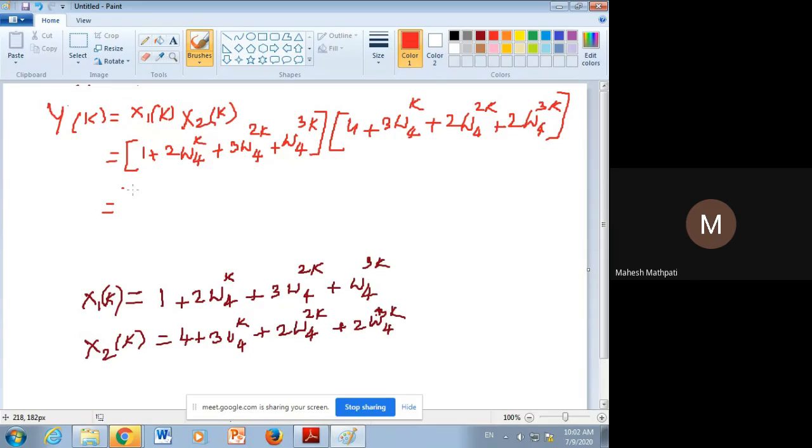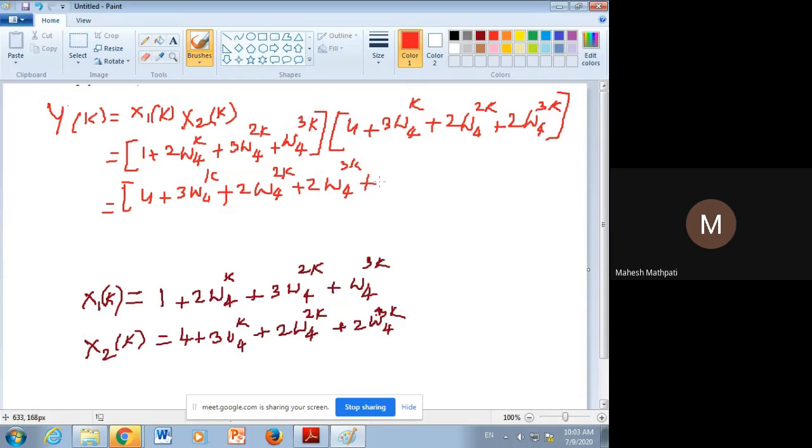So can you complete that part? Okay, I will write otherwise. So 1 is multiplied with this. What will I get? I will get the same thing: 4 plus 3 w4 to the power k plus 2 w4 to the power 2k plus 2 w4 to the power 3k. This is the first multiplication.